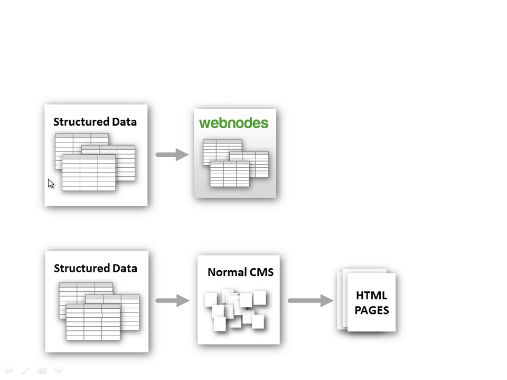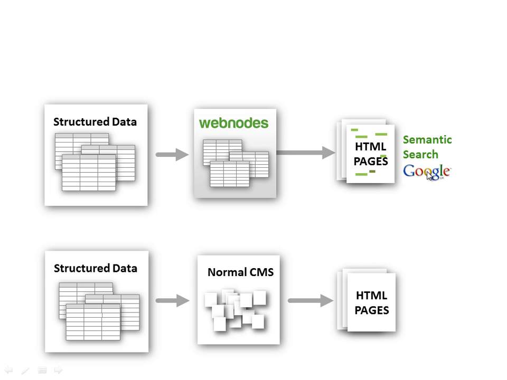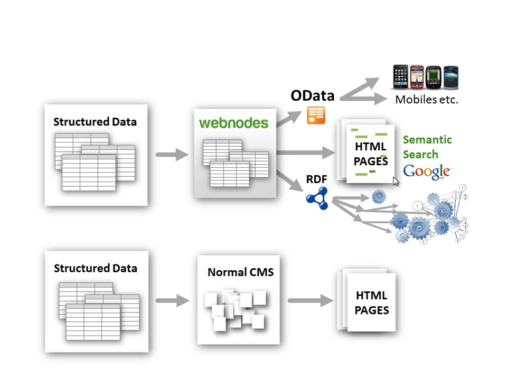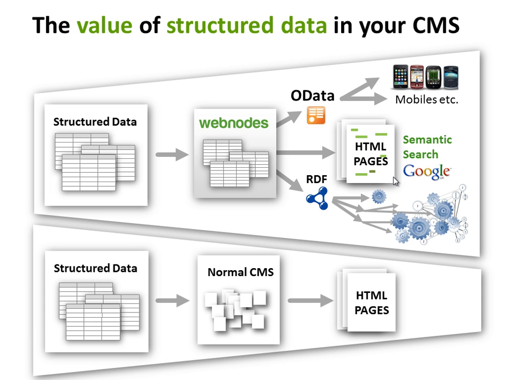With WebNodes, you are able to bring that structured information into the CMS, and you can, of course, still produce HTML pages. But you can now automatically add semantic tags that improve search results. You can also automatically expose your data through OData endpoints and RDF SPARQL endpoints. That makes it really easy to integrate your data with mobile applications and other websites and so forth. And the net value of this is that by bringing the structured information into your CMS, you're able to get a lot more value out of your data.